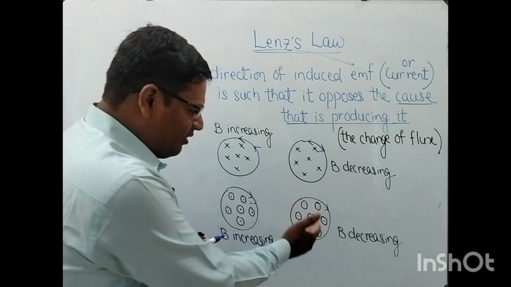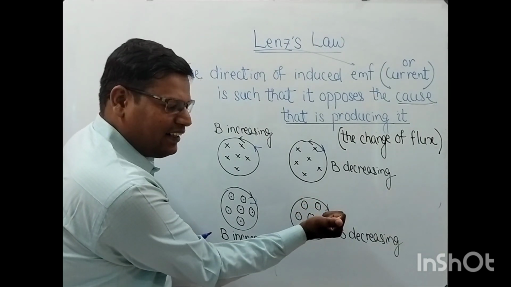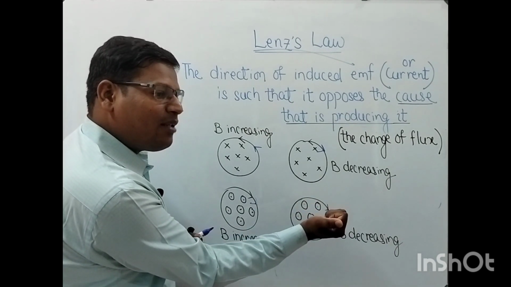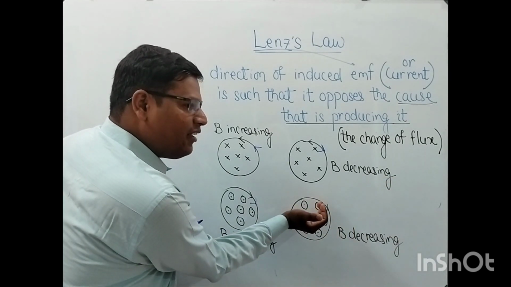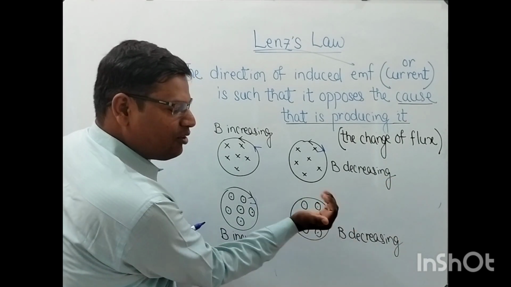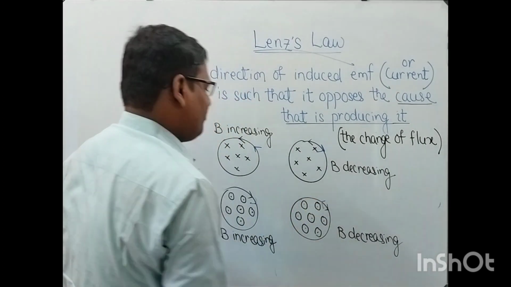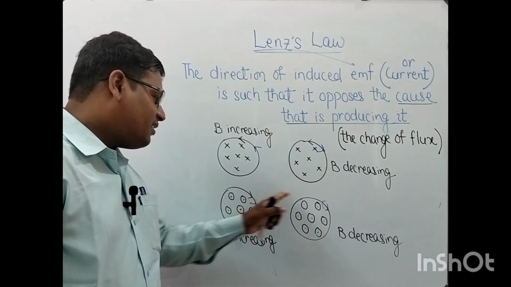Here the flux is outward and it is decreasing. So now the induced EMF or current will oppose this decrease. That means it would like to produce flux in this direction. So now the induced current wants to produce flux in this direction, so it has to be in this way. So the right answers are the blue ones.